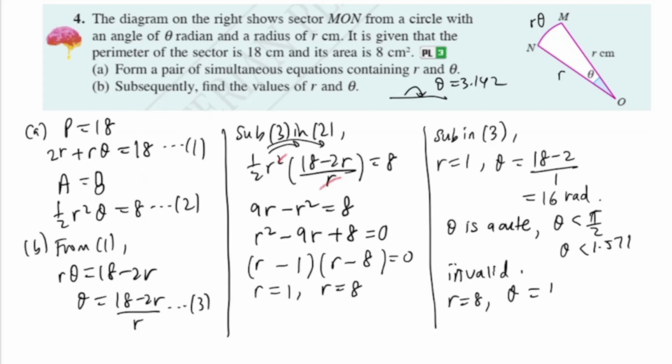Theta equals 18 minus 2 times 8, divided by 8. 18 minus 16 is 2. 2 divided by 8 is 1 over 4 radian. So your answer is r equals 8 and theta equals 1 over 4 radian.